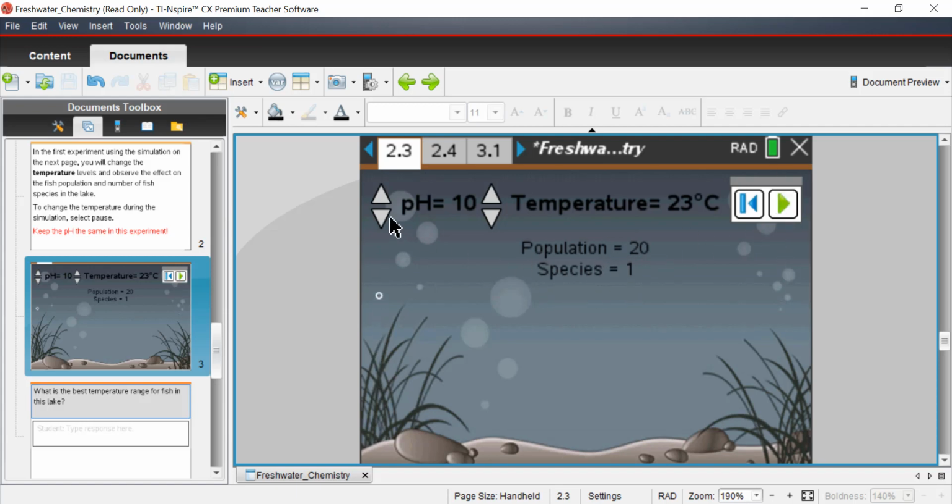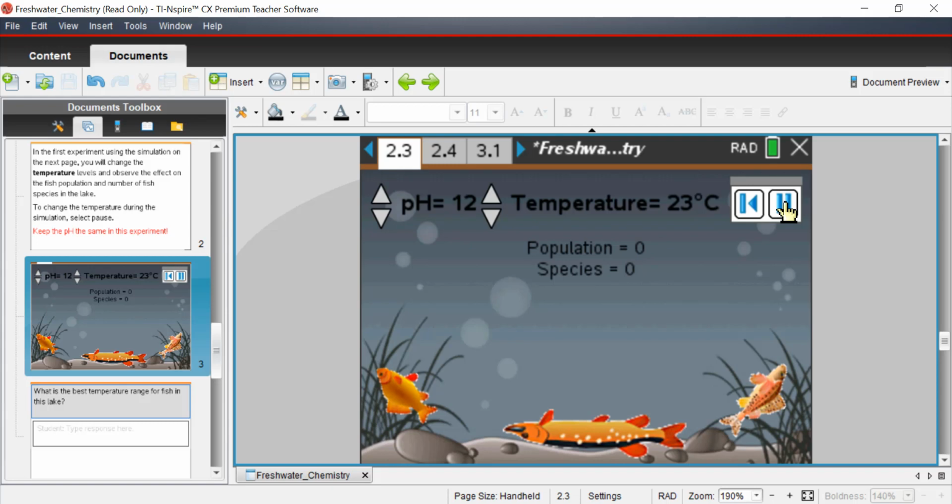So I wonder how high up we can go. Down to 8 and still that same species. Let's try 12. Nope, 12 is it. So anything below 3 and anything above 11, no fish can survive. No population of fish can survive.